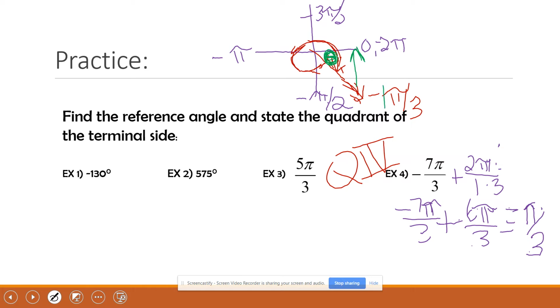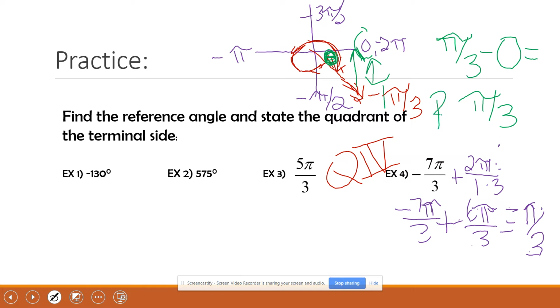Pi over 3 is closest to 0. So we want to know what is the difference between pi over 3 and 0. So pi over 3 minus 0 is pi over 3, making our reference angle pi over 3. Remember, it's not going to be negative because we're talking about a reference angle.